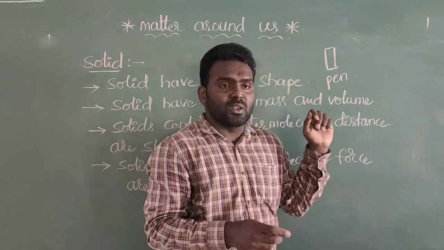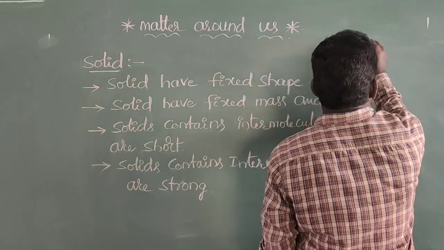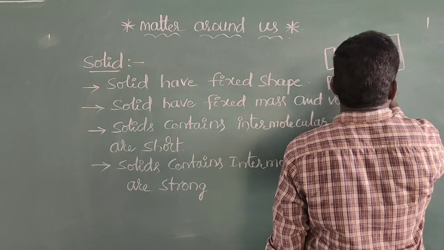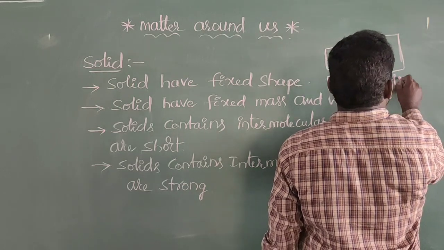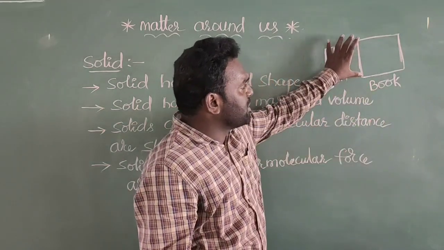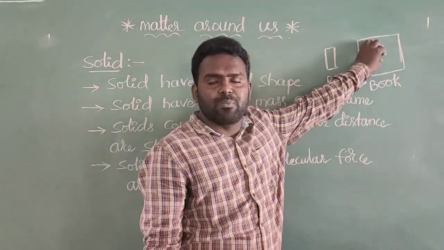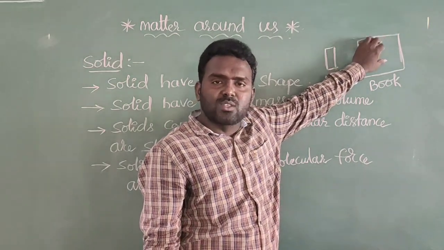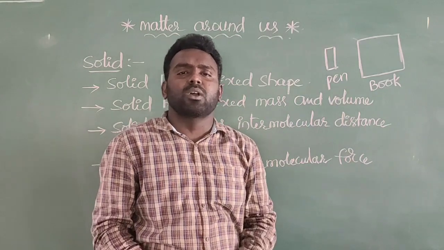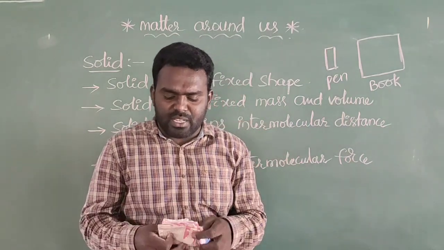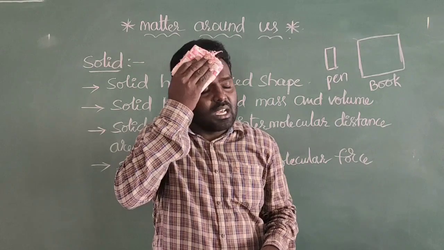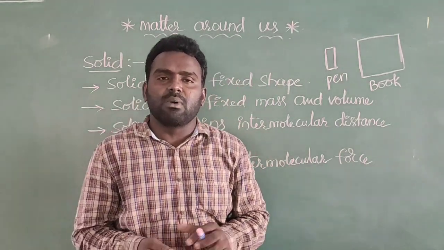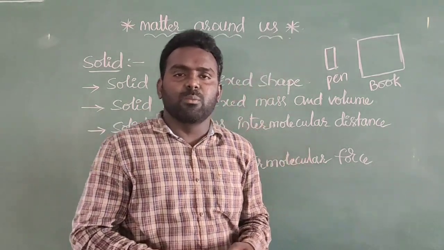At the same time, take a textbook. This is a book. By observing this book, the shape of the book is a fixed shape, the volume of the book is also a fixed volume, and the mass of the book is also a fixed mass. Therefore, in our observations, any material has a fixed shape, fixed mass and fixed volume. That is a very important point.